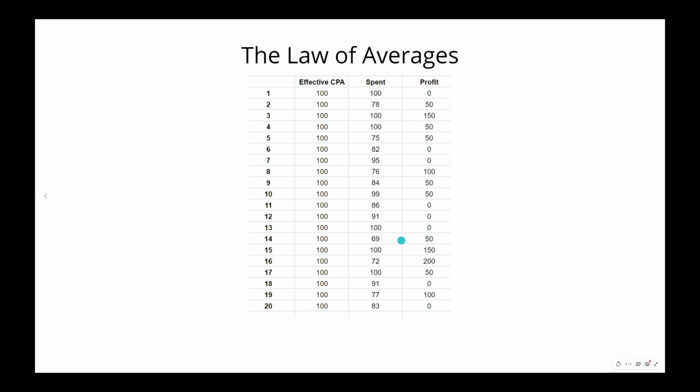Widget 14 is doing okay. 69 spent, 50 profit. Widget 15 is a profitable widget. Brought us $150 on 100 spent. Widget 16 is the real winner here. Not spent at the complete effective CPA yet, 72 bucks, but made 200 in profit. Widget 17 is okay. We can see if we can optimize this. It's not profitable yet, but did spend the effective CPA, and it got a profit as well. So we're just going to continue testing it and optimize it. Widget 18 is close to being doomed. Widget 19 is profitable, and widget 20 is close to being doomed as well.